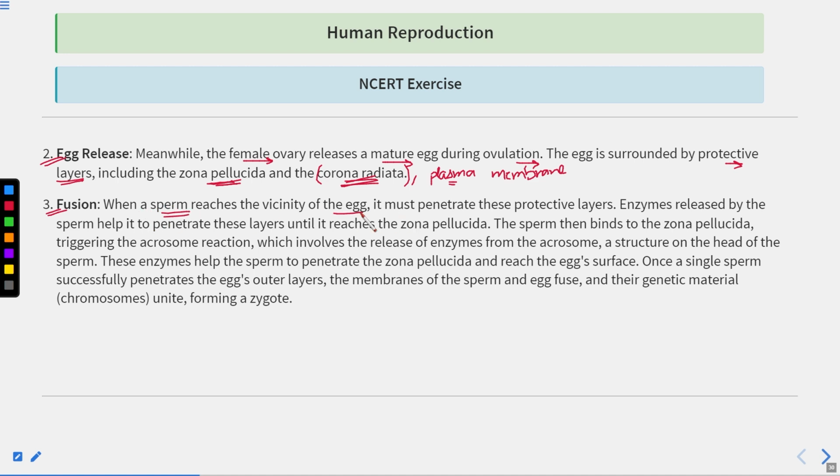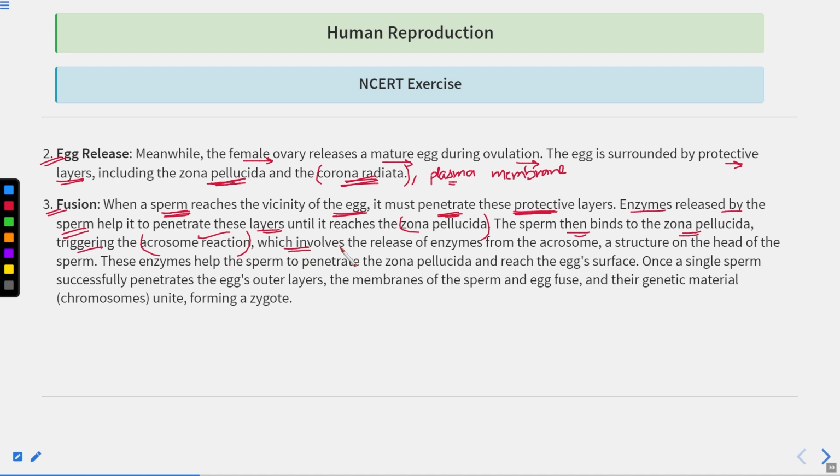Now, when the sperm reaches near the egg, it must penetrate the protective layers. So it should penetrate the corona radiata and the zona pellucida. So what happens? The sperm consists of the acrosome, and the acrosome enzymes help in the penetration of the ovum. The enzymes released by the sperm help it to penetrate these layers until it reaches the zona pellucida. Now the sperm then binds to the zona pellucida, triggering the acrosome reaction. So zona pellucida is involved in the acrosome reaction, and it is also involved in preventing polyspermy.